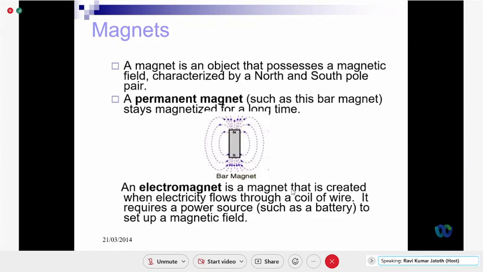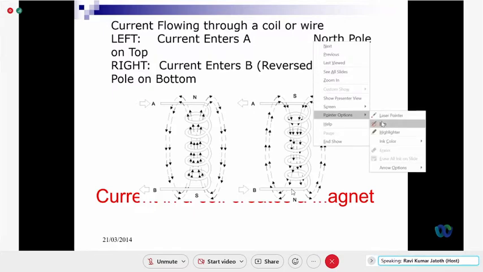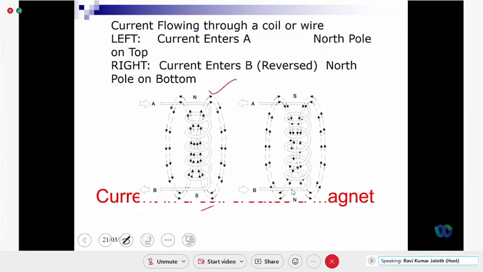So an electromagnet is a magnet that is created when electricity flows through a coil of wire, right? Here, I'm taking a wire and winding it, and the current enters at A and leaves at B. So the north pole is formed at the top and the south pole at the bottom. The field lines are from north to south. Up to this point is clear, all of you? So if current is entering at B and leaving at A, this is north and south.